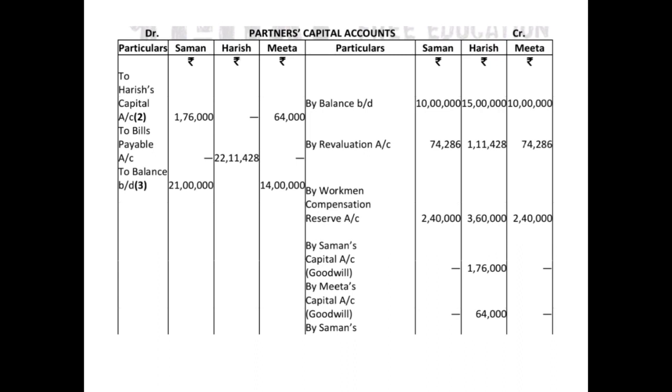So the first item which we have shown is the contribution made to the retiring partner, because of which the capital of Saman and Meeta has decreased. So in the particulars column we have written 'To Harish's capital' because this is the reason why the capital has decreased. So we have shown 1,76,000 in the column of Saman and 64,000 in the column of Meeta. Before discussing the rest of the items, let us discuss one or two items which are left.